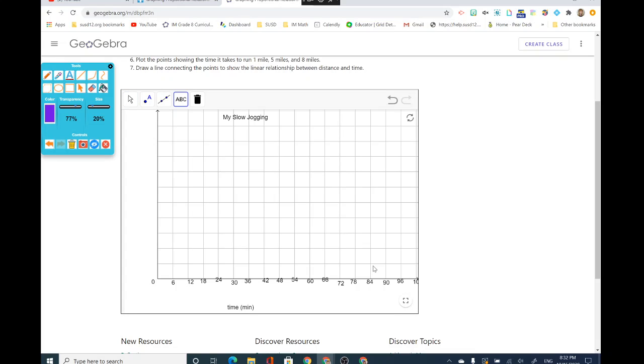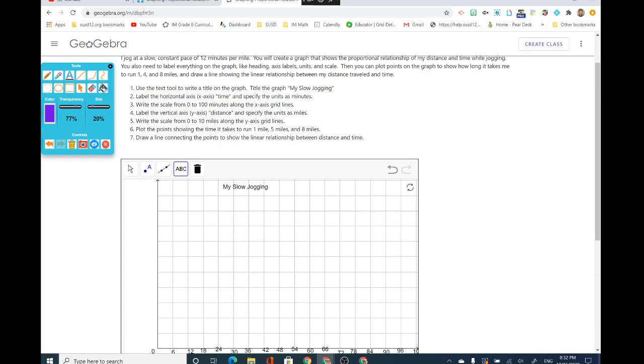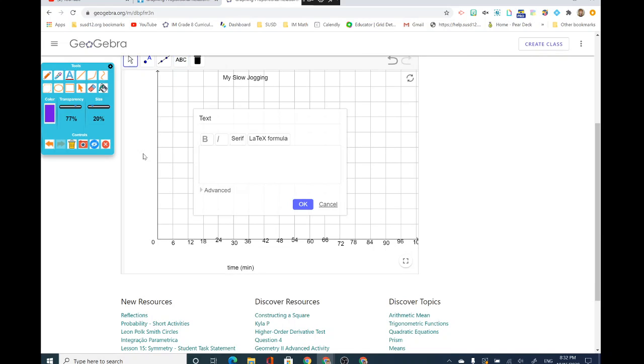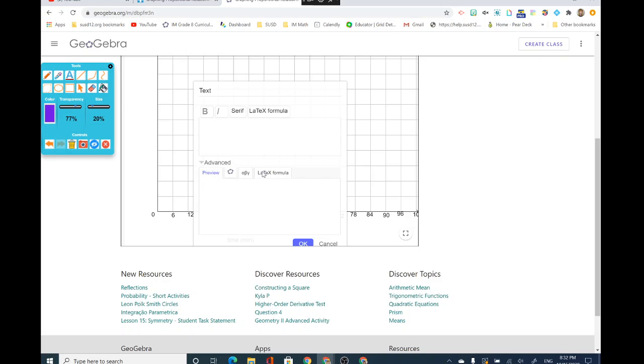Okay. Now, let's go to the next step. The next step says, label the vertical axis, the y-axis, distance, and specify the units as miles. Okay, so here we want distance in miles. I wonder if it'll let me rotate that. Maybe not. I'm just going to check. Is there anything? No? What are all these? I hoped I could rotate it, but I don't know how.